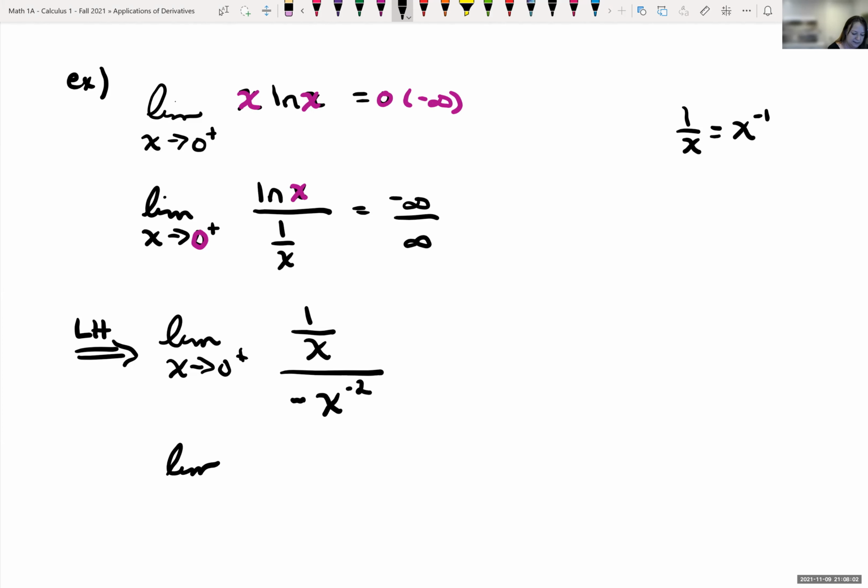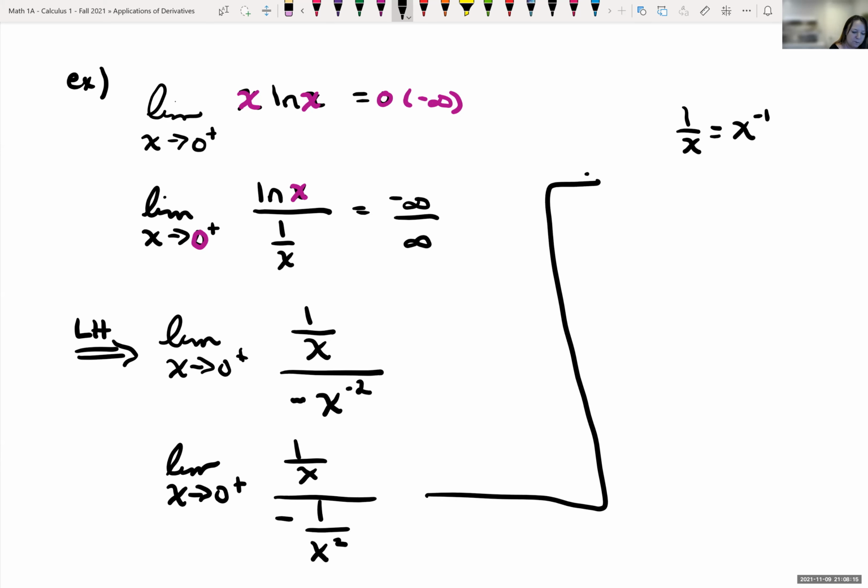So I could rewrite this a little bit. So x is going to 0, 1 over x divided by negative 1 over x squared. Let's multiply by the denominator. So we have the limit as x is approaching 0 on the right, and 1 over x times negative, and flipping it, so we have x squared right over 1.